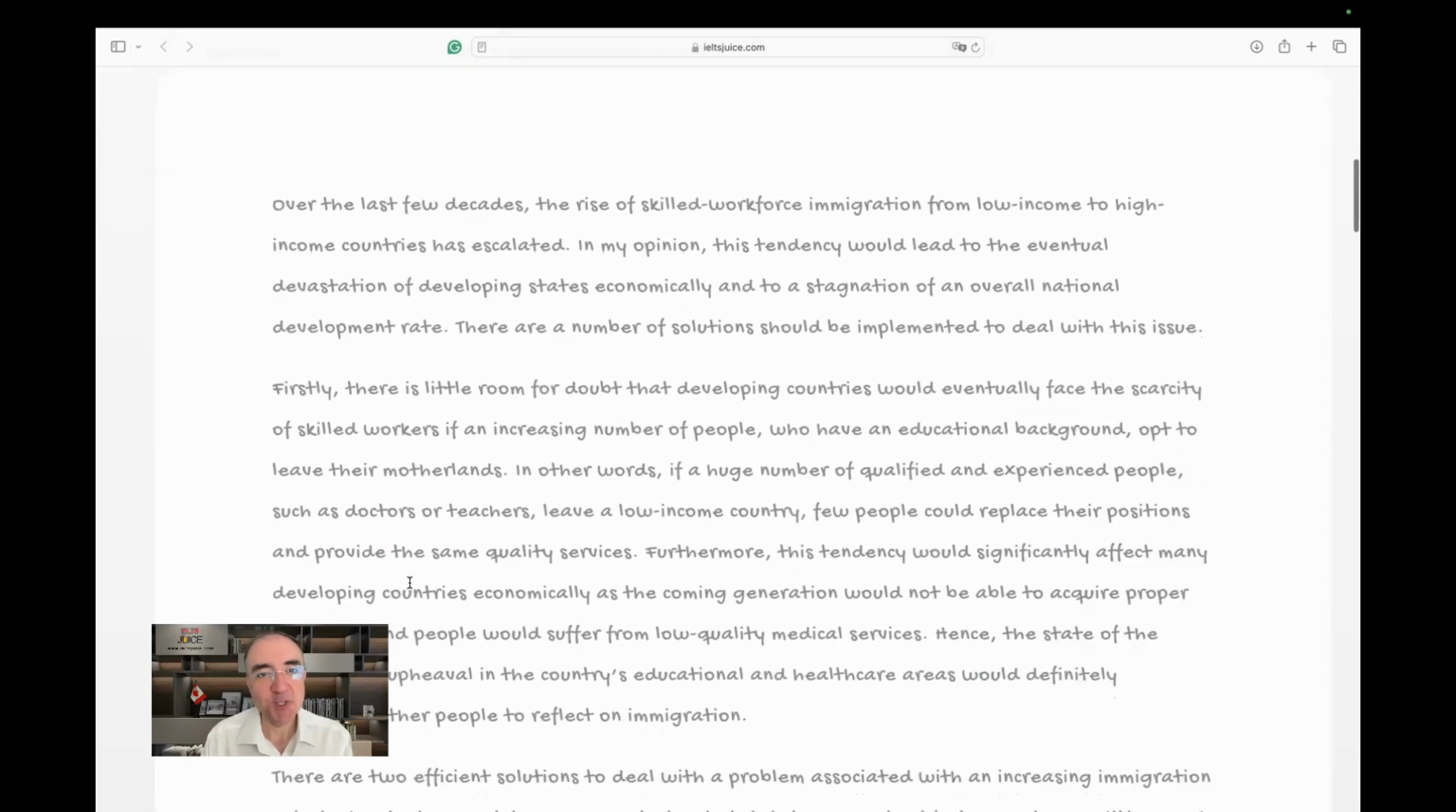Firstly, there is little room for doubts. Oh, it's so beautiful that developing countries would eventually face the scarcity. Oh my God, it's beautiful. Scarcity of skilled workers if an increasing number of people who have an educational background, perfect, I mean, beautifully said, just an increasing number of people who, because we are, if an increased number of people, this is the first time we want to talk about people. I wouldn't use a bracketing comma because I really want to know who these people are. So this should be part of the sentence.